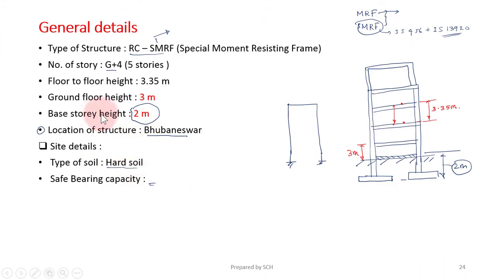So for our building, the ground floor height is 3 meter and all other stories are 3.35 meter. That means we have to choose the custom story data, because all our stories do not have the same height. The ground floor height is different, so we have to choose the custom story data.